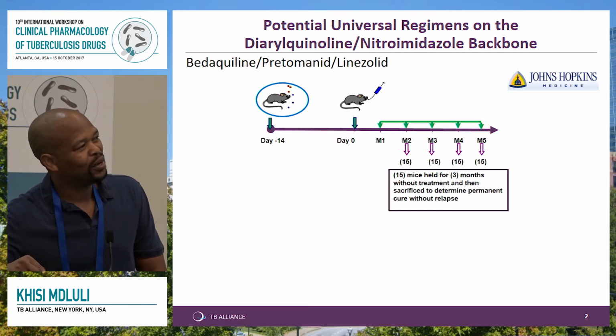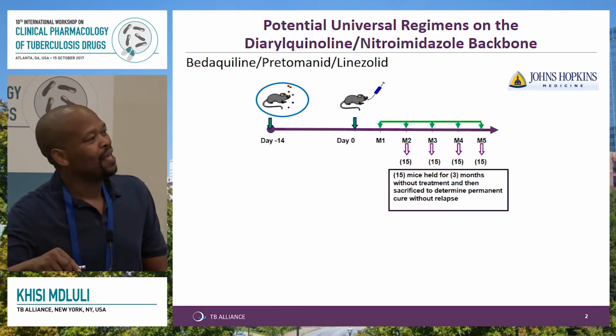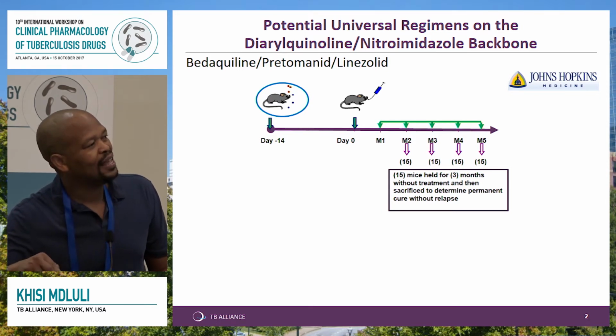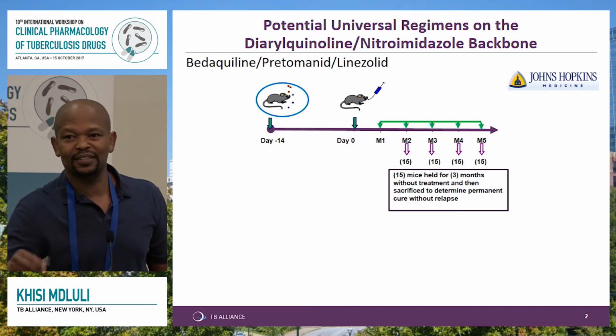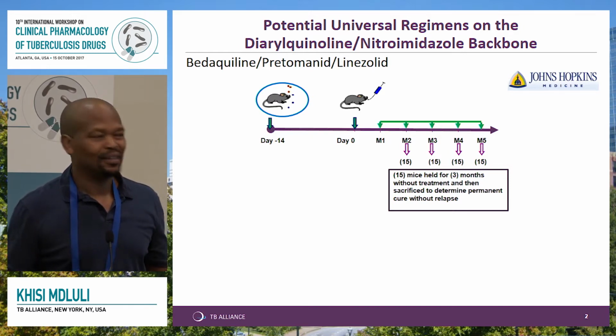At some point that you decide, at month 1 for example, you can harvest the lungs and see how many bugs are there after a month of treatment. And then the rest of the time, you can continue to treat. When you want to see if you've cured anything at all, or if you have failed to cure, you hold the mice at the time point of your choice. You hold 15 mice for 3 months. At the end of the 3 months, you see if there's anything still growing inside the lungs. If there's nothing growing, then you've cured. If there's still some growth, then you know that you've had relapse. It's just as simple as that.